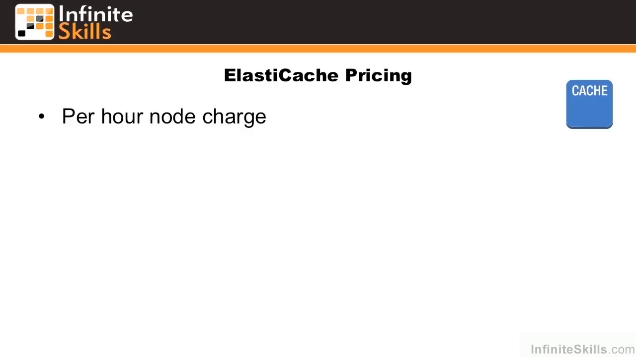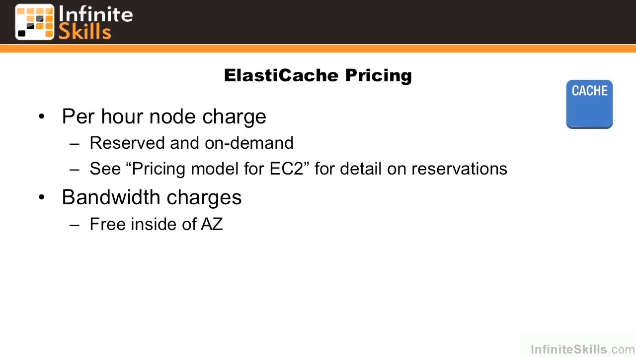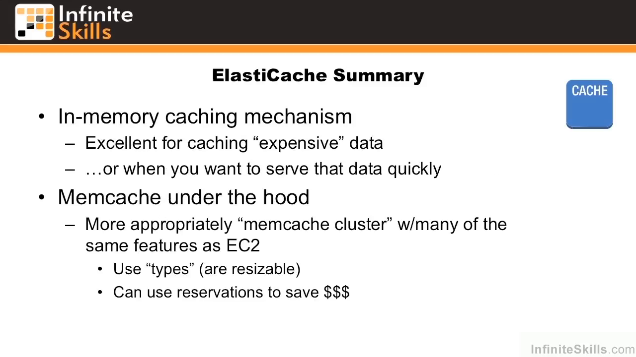Elasticache, like EC2, has a per-hour node charge, with both reserved and on-demand instances available. For more information on reserved and on-demand, see the pricing model for EC2 deck. There are also bandwidth charges, which are free inside of the AZ and 1 penny per gigabyte in and out across AZs. In summary, Elasticache is a great in-memory caching mechanism.